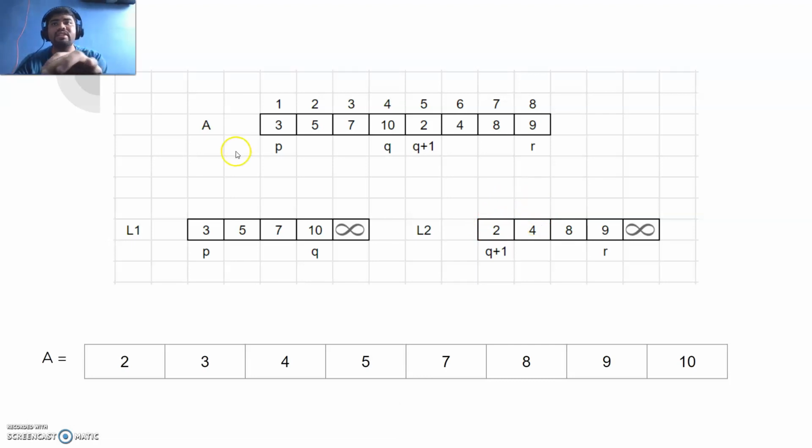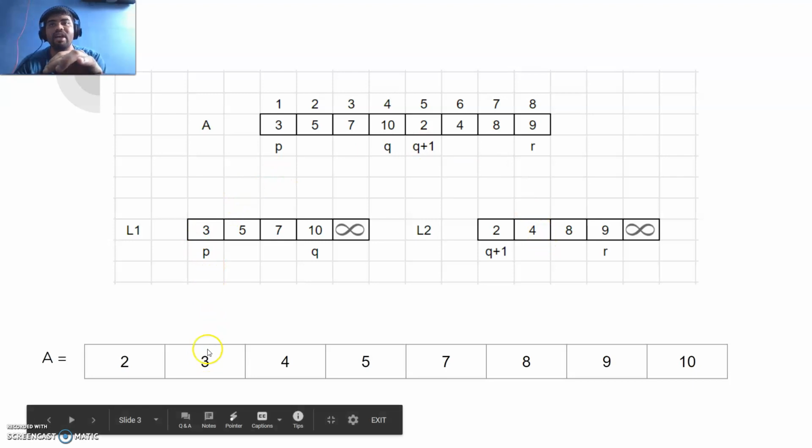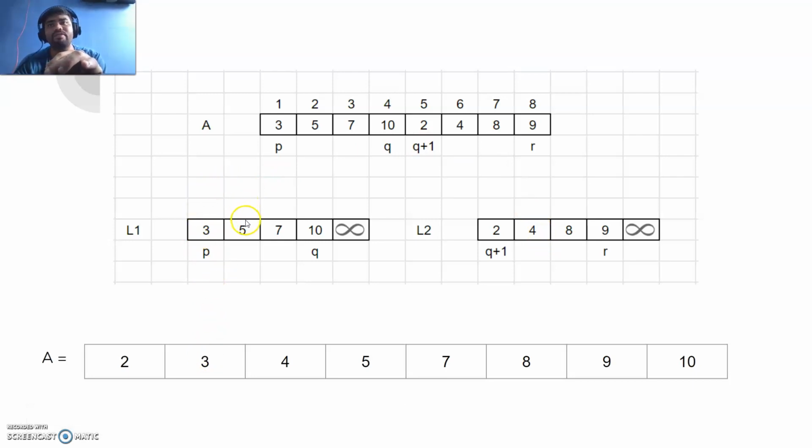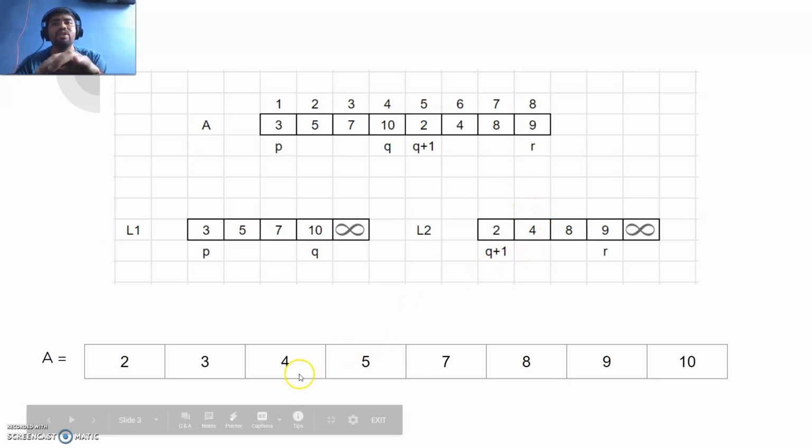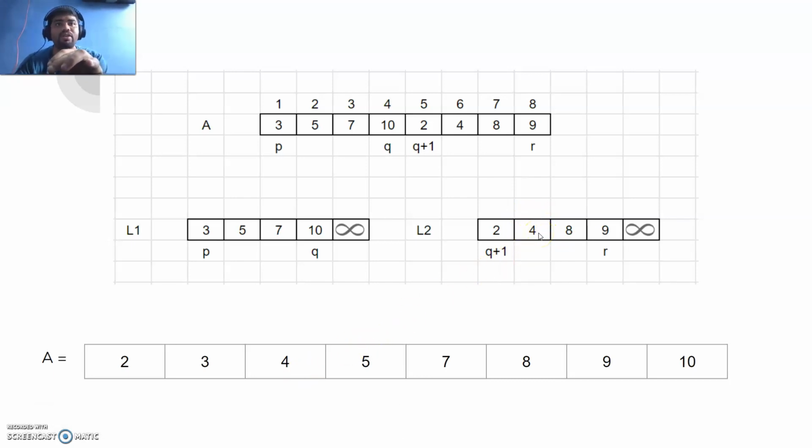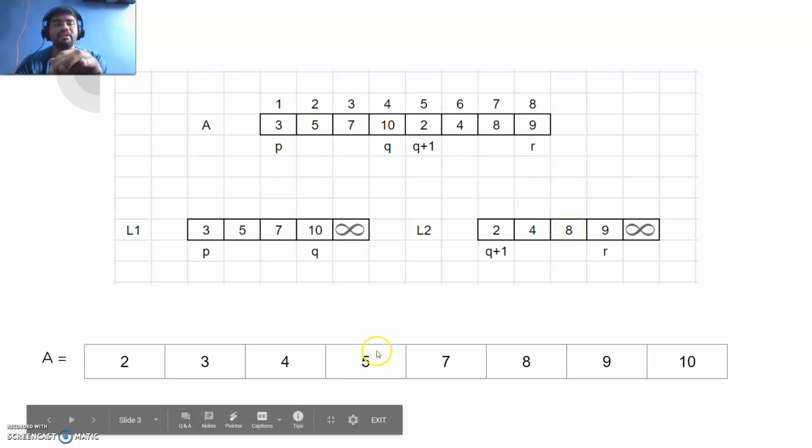Now, again, we check the pointer of L1, which is pointing to 3, and the pointer of L2, which is pointing to 4. Which one is lesser? 3 is lesser. So again, we bring 3 to array A, and then we increment the pointer of L1. Now the pointer of L1 is pointing to 5, and the pointer of L2 is pointing to 4. So we compare 4 and 5. 4 is lesser, so 4 comes down. Now we increment the pointer of L2. It comes to 8. Now we compare the pointer of L1, which is 5, and the pointer of L2, which is pointing to 8. 5 is lesser, so 5 comes down into the array A. Now we increment the pointer of L1.